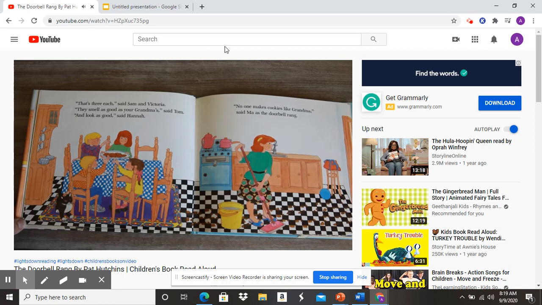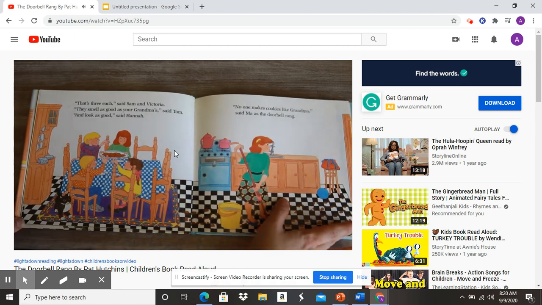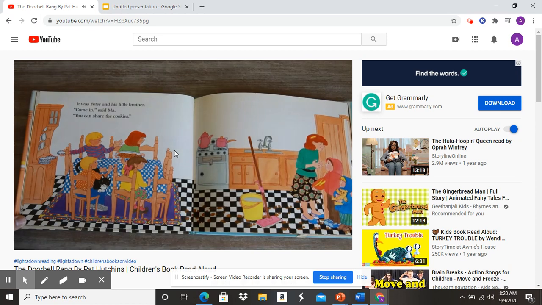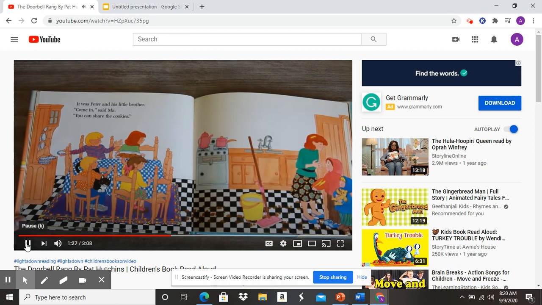That's 3 each, said Sam and Victoria. They smell as good as your grandma's, said Tom. And look as good, said Hannah. No one makes cookies like Grandma, said Ma as the doorbell rang. It was Peter and his little brother. Come in, said Ma. You can share the cookies.